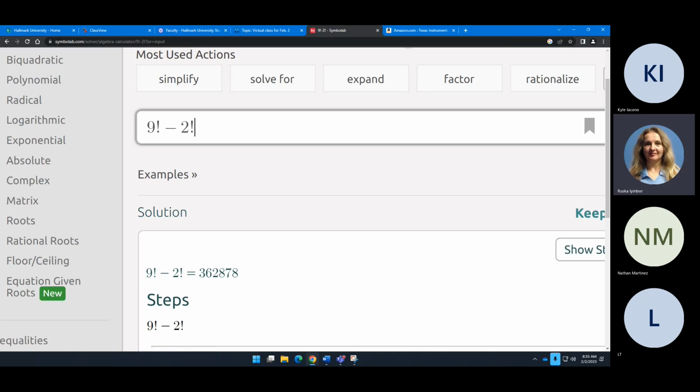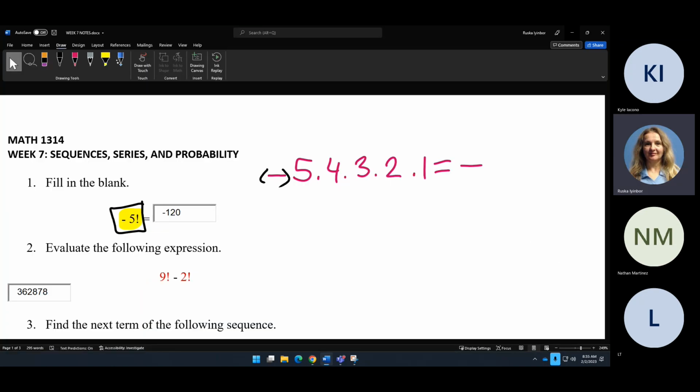You got it? Okay, so that's all you're doing on the calculator for the first 2 questions. Okay, everybody understand that? Yes. So far, so good? So far, so good. Okay, thumbs up.